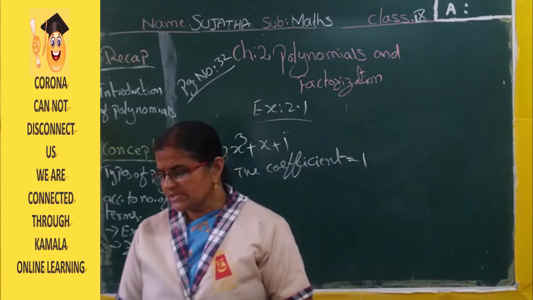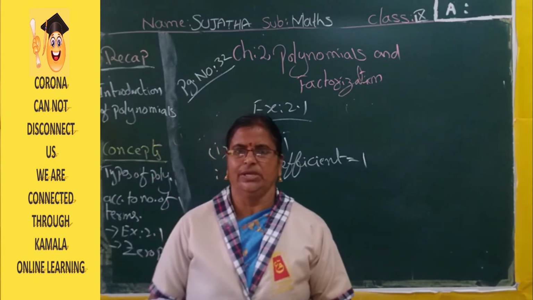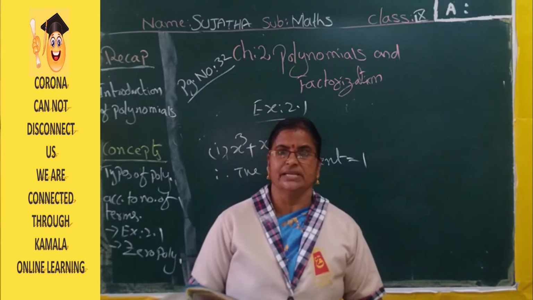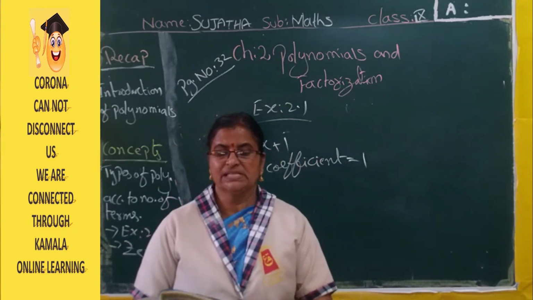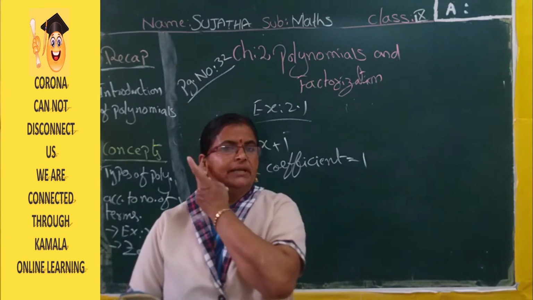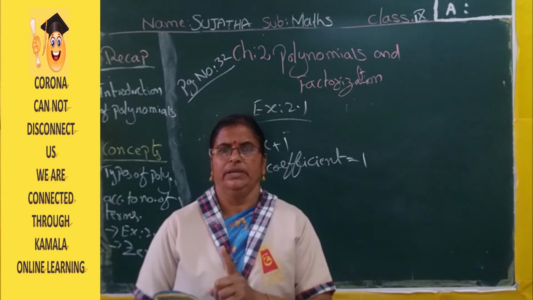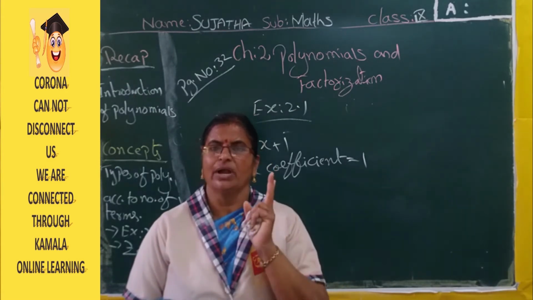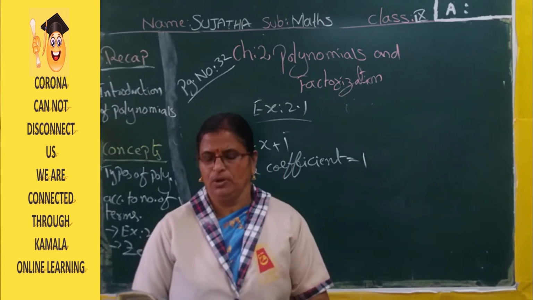Now the fourth one. Classify the following as linear, quadratic and cubic. This is also easy. In the previous session I said linear. You also wrote the table in the homework I gave, page number 30. If the power is 1, it is a linear polynomial. If the power is 2, it is a quadratic polynomial. If the power is 3, it is a cubic polynomial.